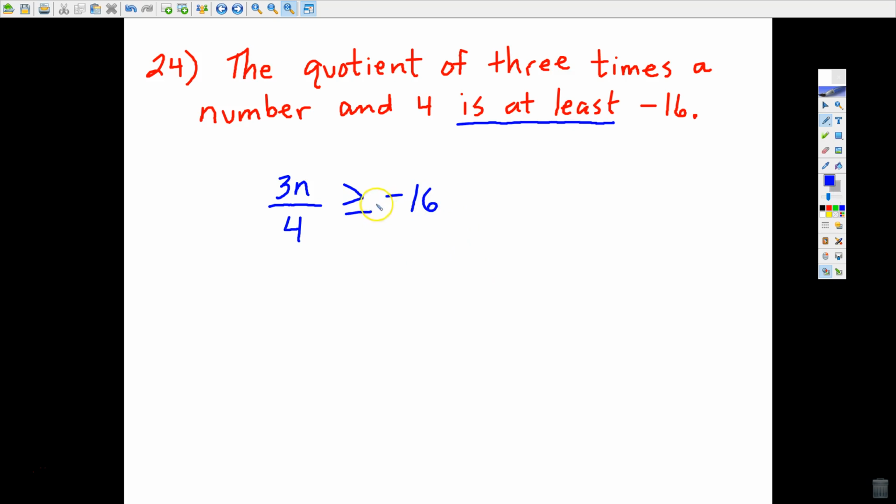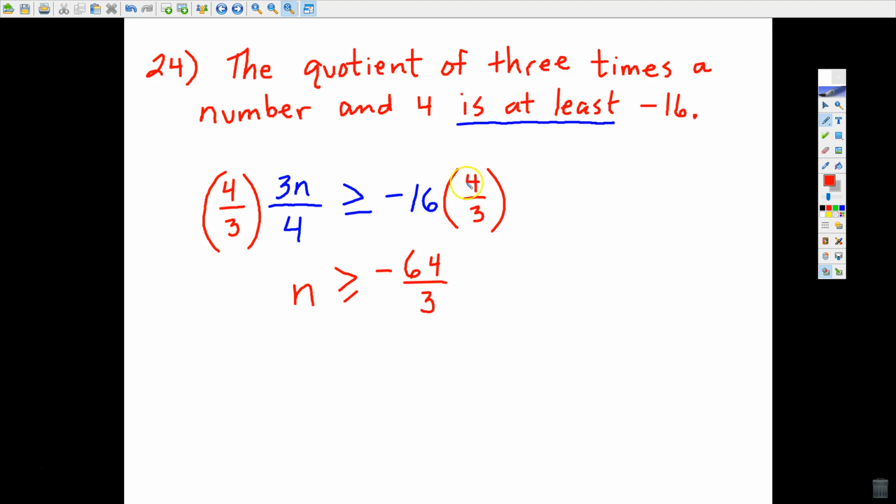Okay, so I solved this. I've got a couple of different options. You can undo multiplication by 3/4, which is really what's happening here. We're multiplying n by 3/4, and you can undo that. Remember the inverse property of multiplication, using the inverse of 3/4, which is 4/3. Multiply by that on both sides, and you're left with n is greater than or equal to negative 64/3. Negative 16 times 4 is negative 64 over 3.